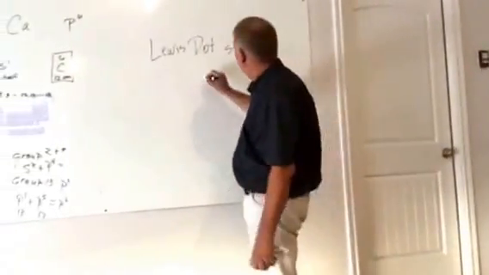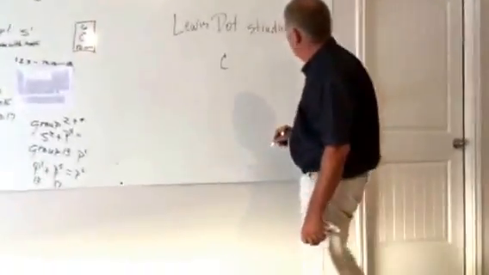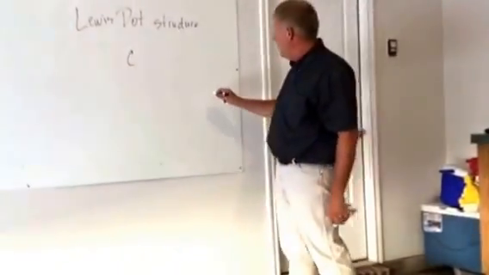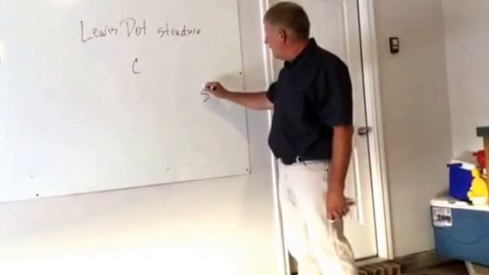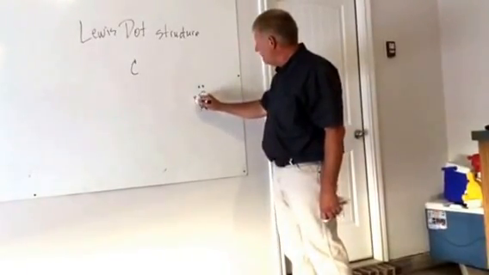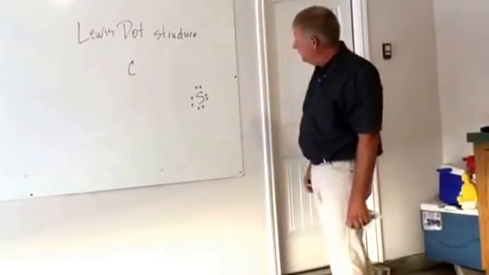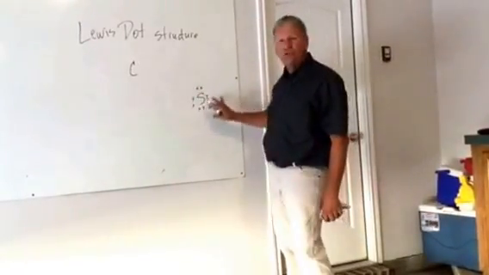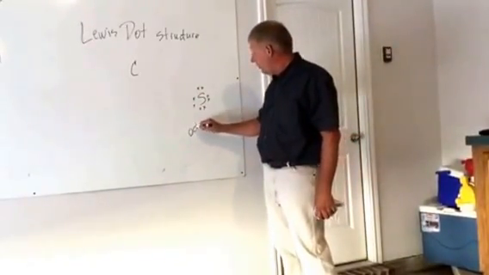Now, let's draw carbon, for example. In a Lewis dot structure, we put the symbol. And whatever that symbol is, there's 1, 2, 3, 4, 5, 6, 7, 8 places for electrons. 8 electrons is the most it can have. It's called the octet rule.